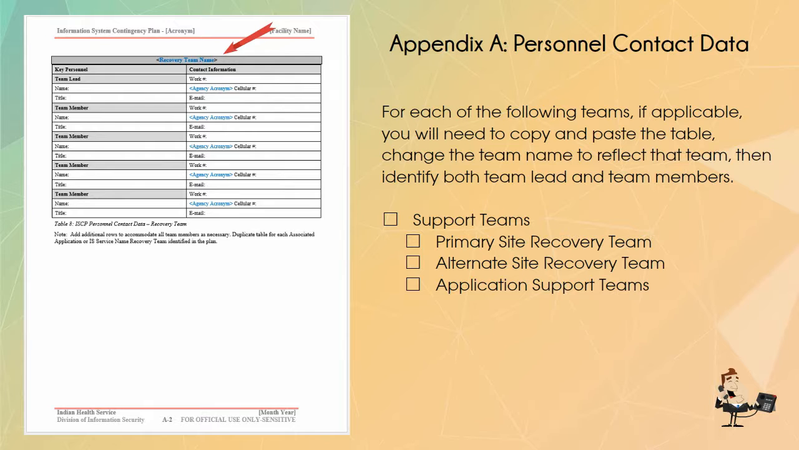For each of the following teams, if applicable, you will need to copy and paste the table, change the team name to reflect that team, then identify both team lead and team members. Support teams: Primary Site Recovery Team, Alternate Site Recovery Team, Application Support Teams.